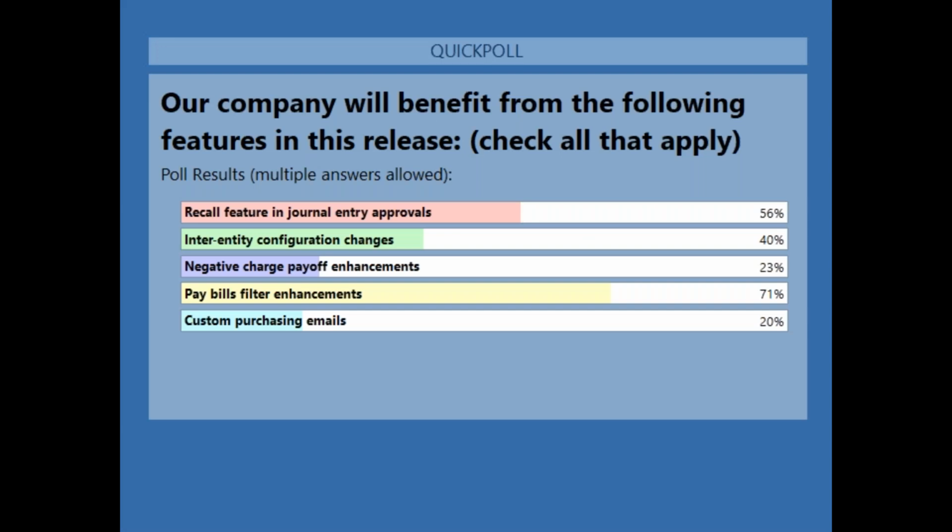Sharing results. David. All right, so it looks like 56% of people said the recall feature would be helpful. Nice. 40% with the inter-entity config changes, 23% for the negative charge payoff enhancements, 71% for the pay bills filter enhancements, okay, and finally 20% for the custom purchasing emails.